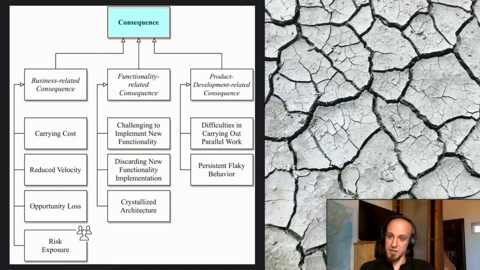Regarding the consequences of architectural technical debt, here we see in the business-related consequences, again, some prominent examples such as carrying costs, opportunity loss, and higher risk exposure. Then some consequences related to the development of functionality, such as impediments in the development of new functionality that can lead to discarding some of the functionalities, or even to a completely crystallized architecture which can't be changed anymore. Then we have the product development related consequences, such as difficulties in carrying out parallel work, or even a persistent flaky behavior of an architecture.